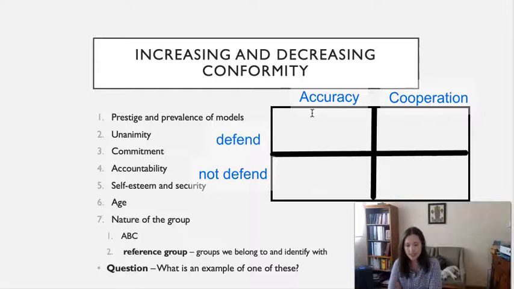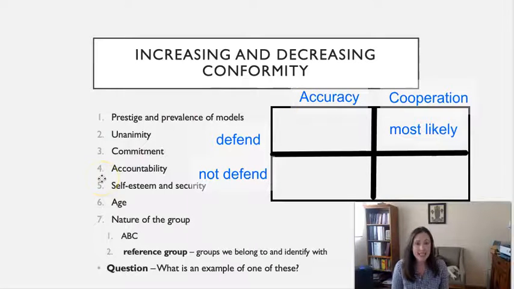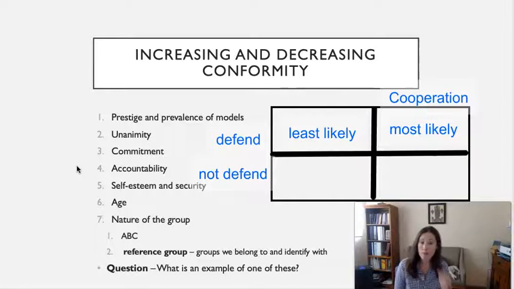Okay, so the most likely to conform were the people who were told to think about cooperation and were going to be held accountable. They had to explain their answer. Because if you don't conform, if you don't go along with the group, you're not cooperating. So that was the most likely to conform. The group that was least likely to conform was the group who had to explain their answer, but they were told to think about accuracy. So they're being held accountable for accuracy.